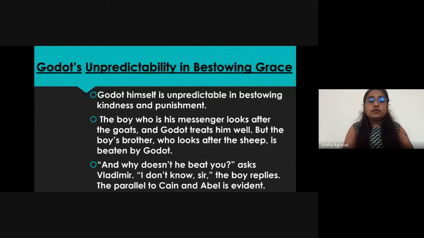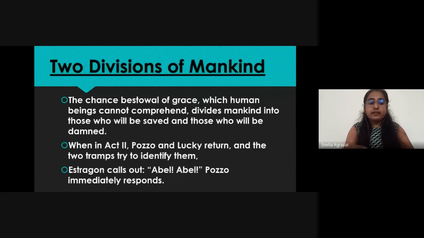Next point is Godot's unpredictability in bestowing grace. Godot himself is unpredictable in bestowing kindness and punishment. The boy, who is his messenger, looks after the goats, and Godot treats him well. But the boy's brother, who looks after the sheep, is beaten by Godot. Why doesn't he beat you? Asks Vladimir. I don't know, sir, the boy replies. The parable of Cain and Abel is evident.